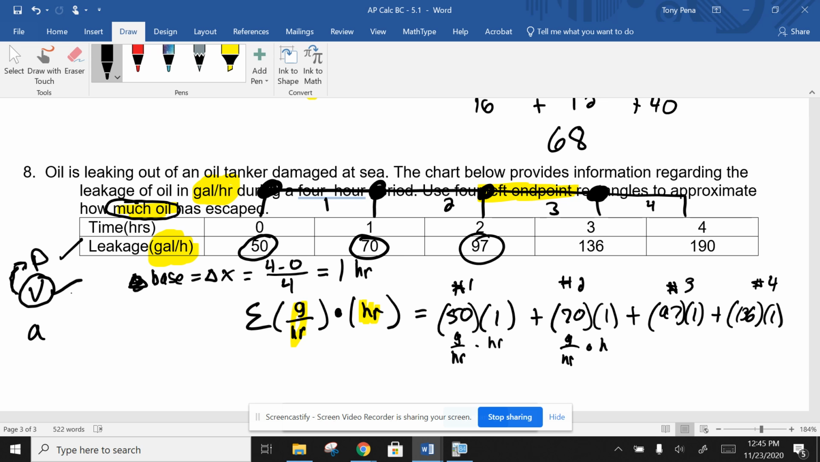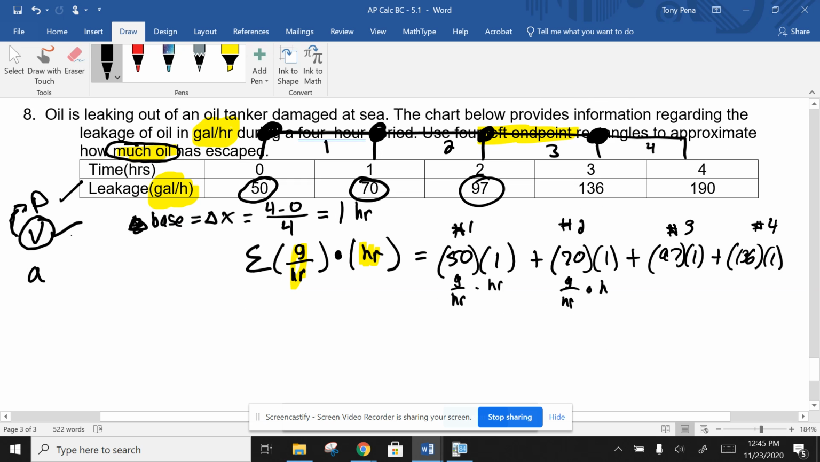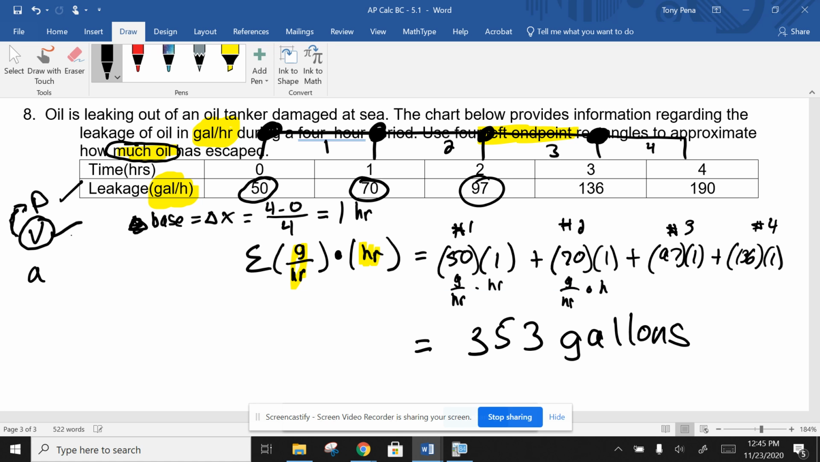All right. Add all those up. Those are giving us our unit of gallons. And that should give us 353. And then the unit that now produces is gallons.